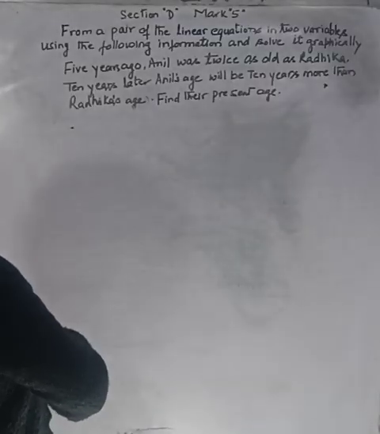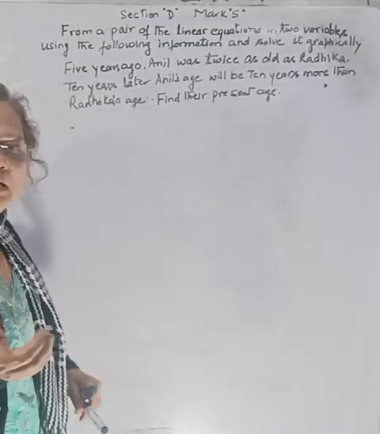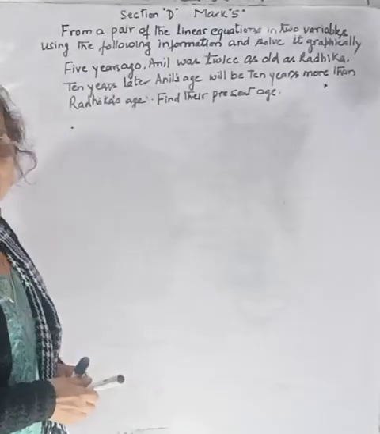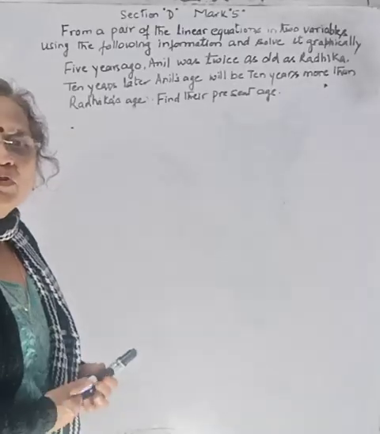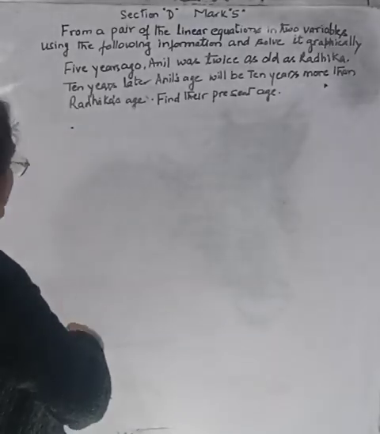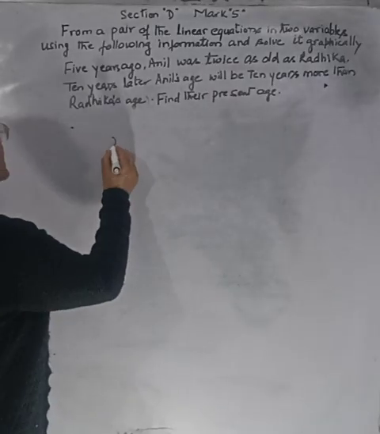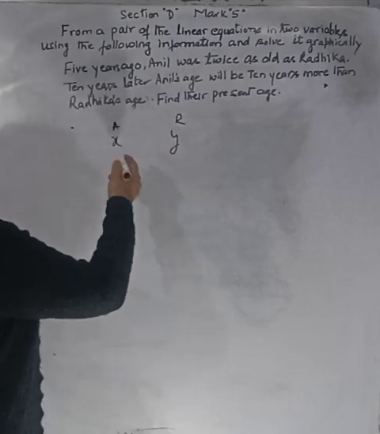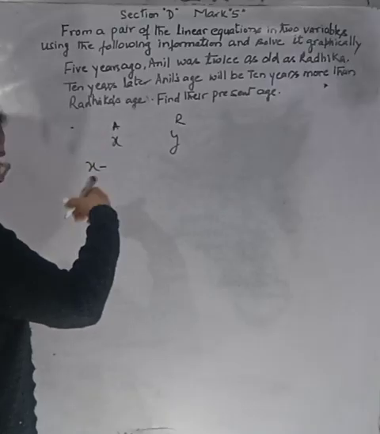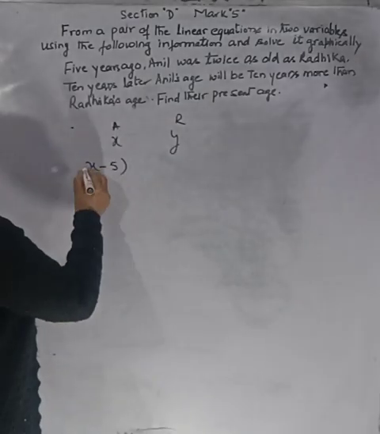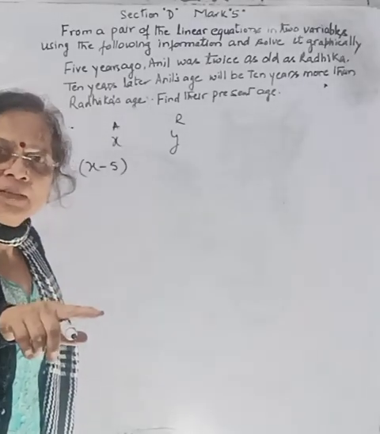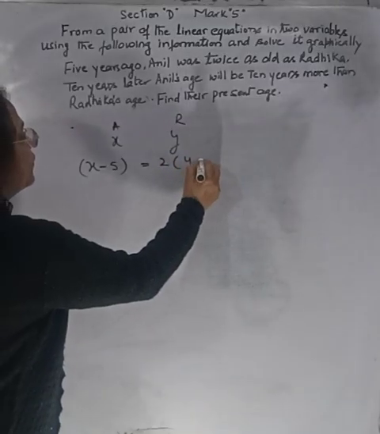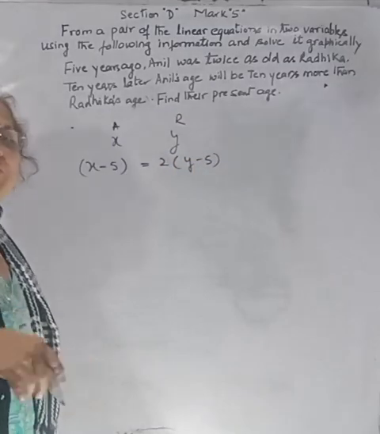5 years ago, 5 साल पहले, Anil was twice as old as Radhika. राधिका की उम्र से 5 साल पहले दुगना था अनिल की उम्र। The age of Anil was twice that of Radhika 5 years ago. It means if we assume that X is the age of Anil and Y is the age of Radhika, then 5 years ago, it means before today, he will be 5 years less. This is twice the age of Radhika 5 years ago.